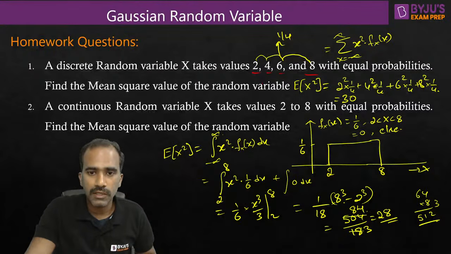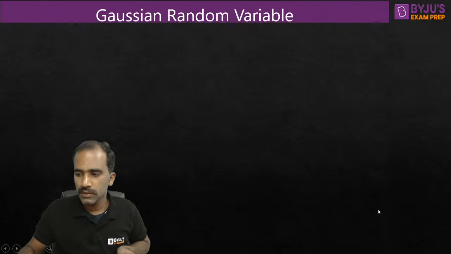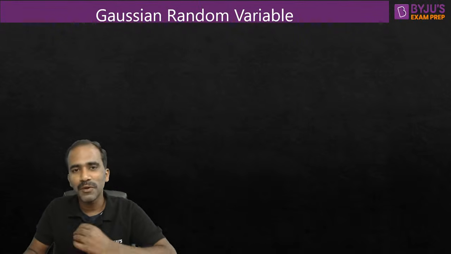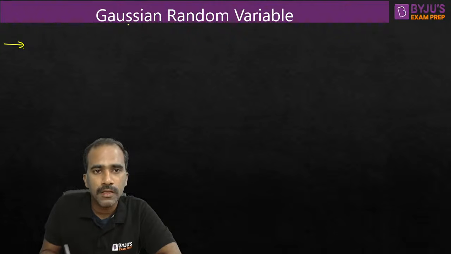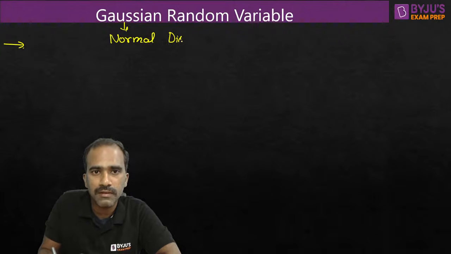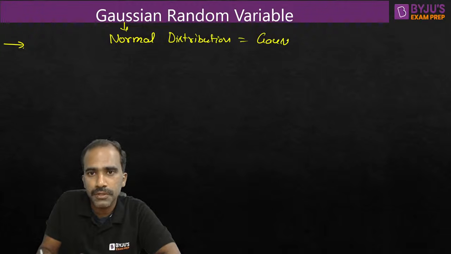Let's move on to the next slide, which is today's topic, Gaussian random variable, my favorite topic. Why is it my favorite topic? Because there are a lot of beautiful observations in this Gaussian random variable. Let's observe the things that we need to observe one by one. We can also call this distribution a normal distribution. Gaussian distribution or normal distribution, both are the same.